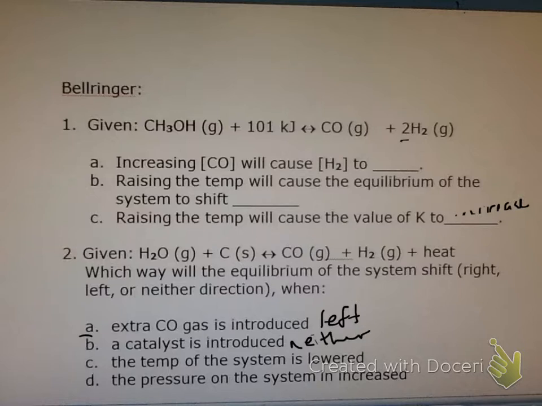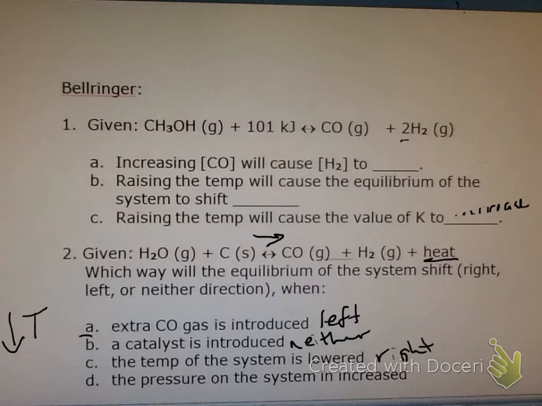All right. Now in C, it says the temperature of the system is lowered. If temperature goes down, that means that the exothermic reaction would be favored. If temperature goes up, the endothermic reaction is favored. If temperature goes down, the exothermic reaction is favored. So we want heat to be produced. So if we read this reaction in the forward direction, we have water combining with carbon to produce carbon monoxide, hydrogen gas, and heat. So our forward reaction is exothermic, so the system will shift to the right.